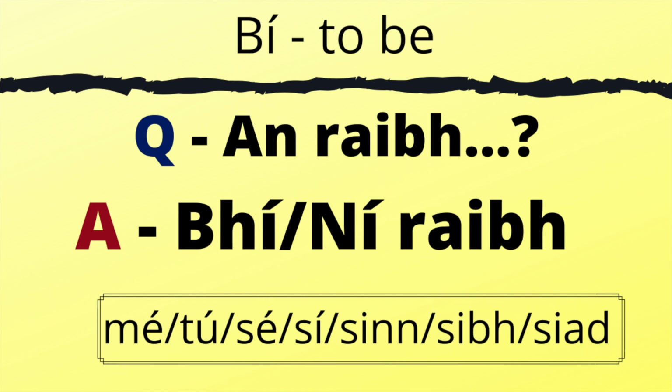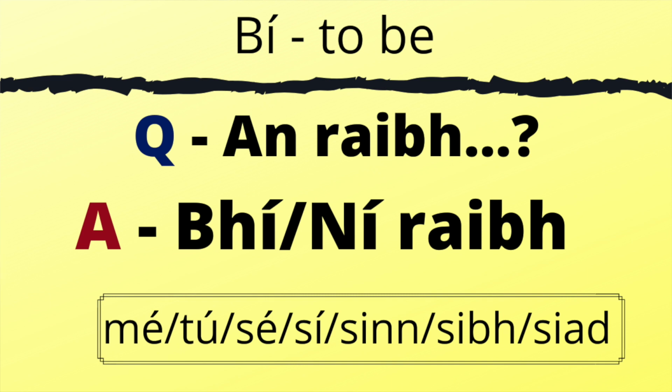So let's stick with this verb here, the Irish verb bí, which is to be. So the potential question that you could ask in the past tense is an raibh. An raibh, were you? And the two potential answers then, bhí or ní raibh. That would be to say that you were or you were not, past tense. And then you would add in the prepositions then. So that's the Irish verb bí, which is to be.